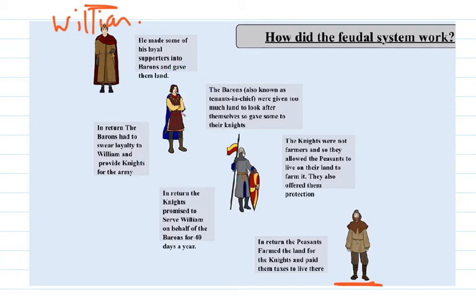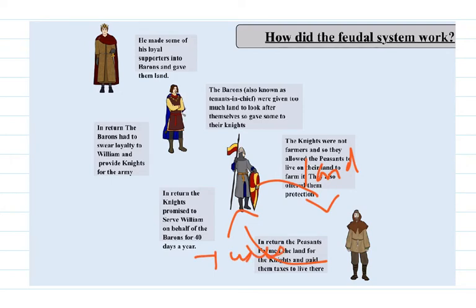Now the knights have got their land, but the knights weren't farmers, they were fighters. So they allowed the peasants to live on their land, to farm it. They said, come live on my farm, and I'll protect you. You've got some land to live on, and you'll get protected should things ever kick off. So the peasants say, fine, you protect us, you give us the land, and we'll farm the land for you and pay some taxes. So in this situation, the peasant gets land, and the knight gets taxes.